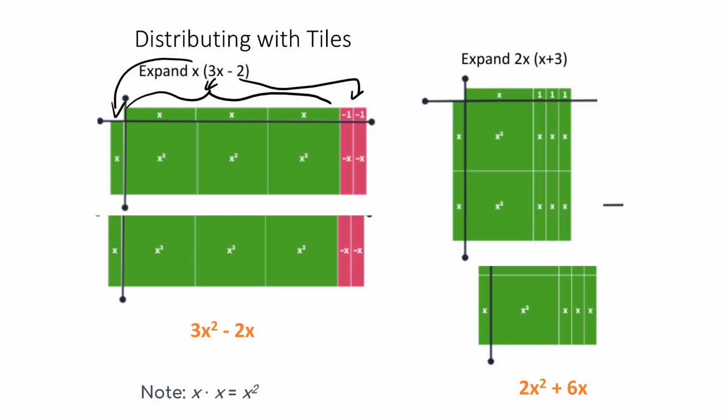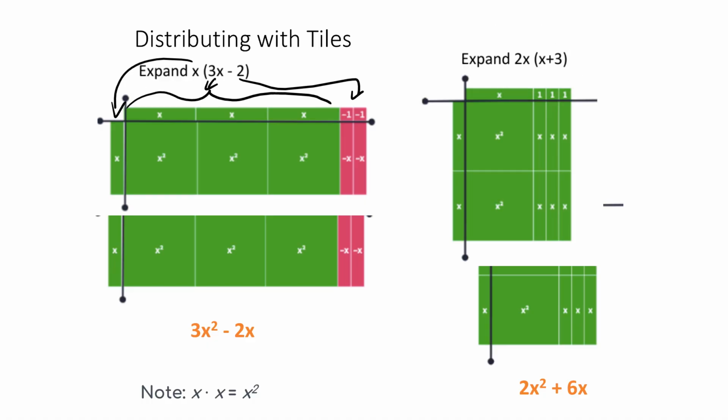You can see if you've got x times x, you end up with 1x squared, another x squared, another x squared. Then you've got x over here times negative 2, and that gives you negative 2x. So we end up with, there's our 3x squared, and we've got two negative x's, so negative 2x.